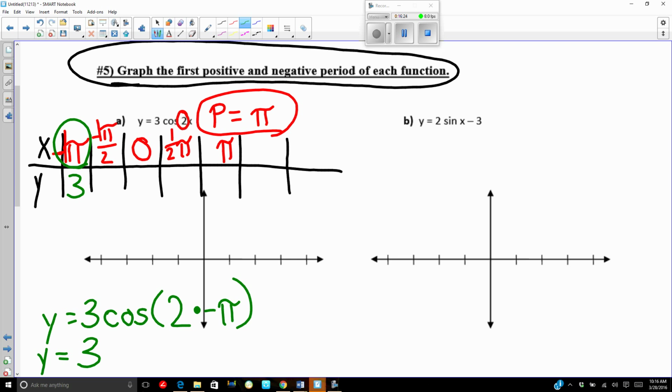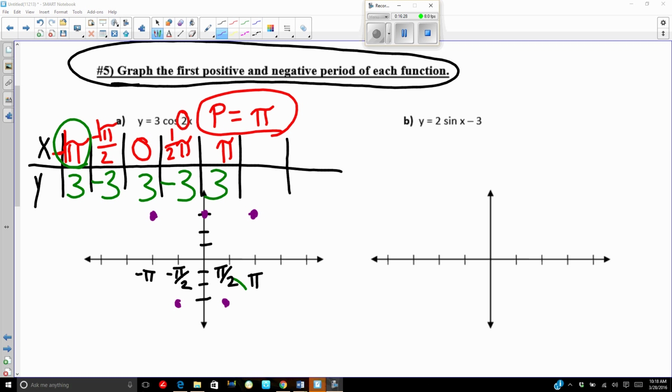And then we're just going to repeat that process, find all those values, graph them. So you should get repeating values of 3 and negative 3, 3 and negative 3. And that is going to give us this wave right here. So we've got the first positive period right there. That's a positive period in the right direction. And we've got the negative period this direction. So that's all we need for the graph.